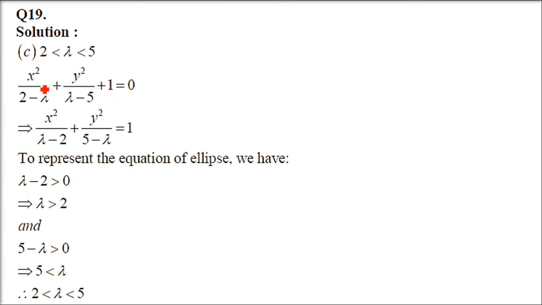Question number 19. The equation x square by 2 minus lambda plus y square by lambda minus 5 plus 1 equals 0 represents an ellipse if. So what is the condition so that it represents an ellipse? Let us write it in the form of x square by a square plus y square by b square equals 1. In order to do that, I have to take 1 on the right hand side, and that is going to be minus 1. But this should be plus 1. So multiply both sides by minus 1. So multiply every term by minus 1.